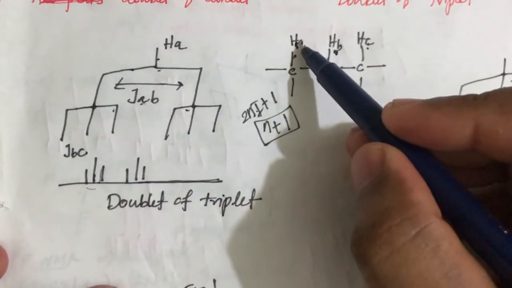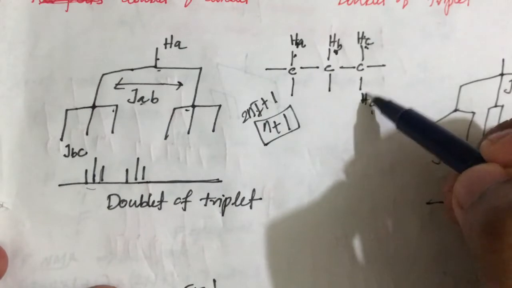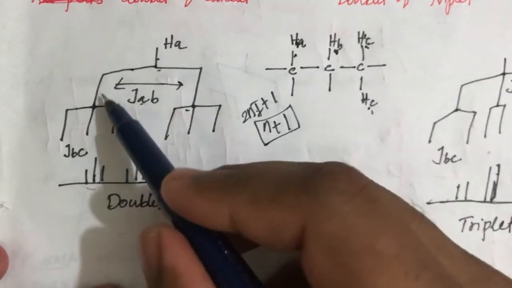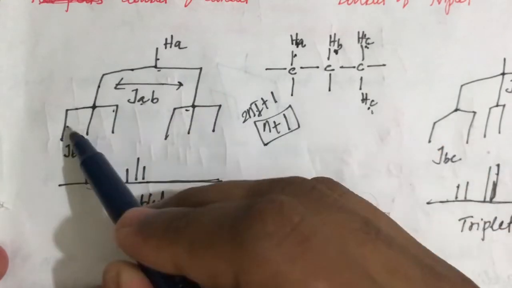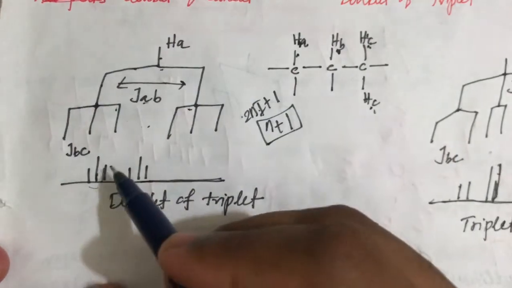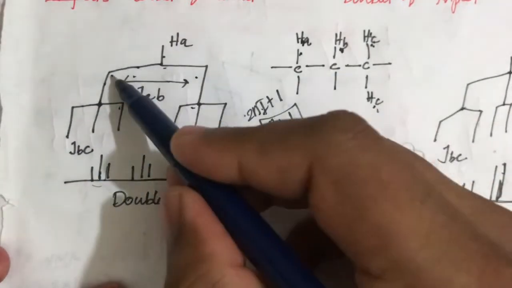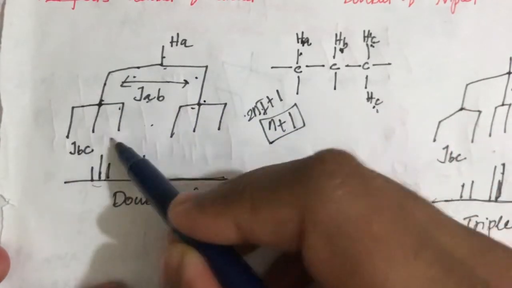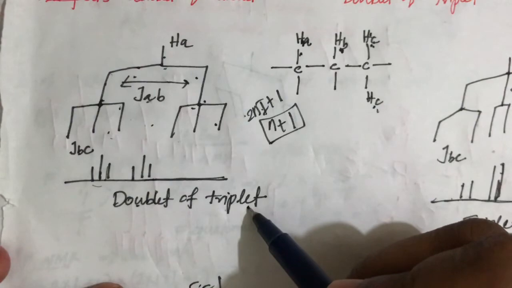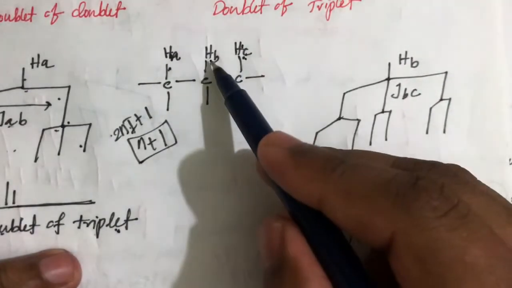Now this HA is coupled with HC, so we have 2 HC, so each peak splits into 3. That's why it is doublet of triplet. First it is split into 2, then again split into 3. That is called a doublet of triplet. Ready? Now we can analyze the peak of HB.